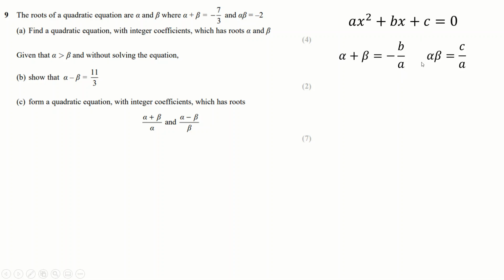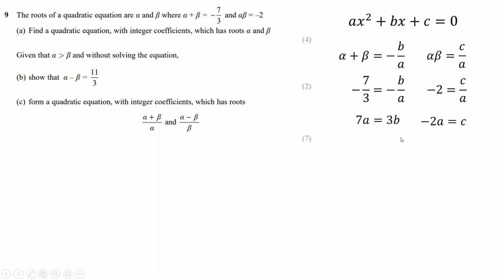I think there's a video on this channel actually that derives those, but there'll be plenty of other better videos elsewhere. So just look for that. Anyway, these are the two things, which means that minus b over a is equal to minus 7 over 3, and c over a is equal to minus 2. I can cross multiply these out and get these two equations.